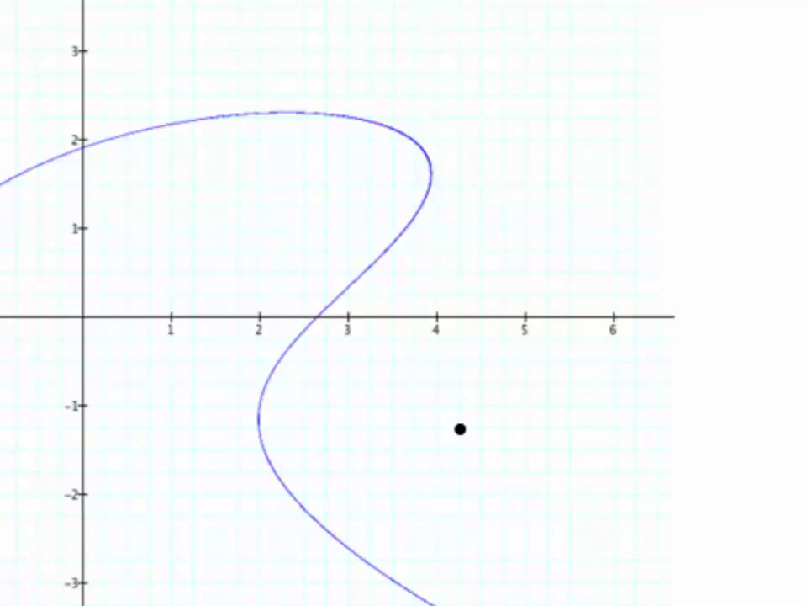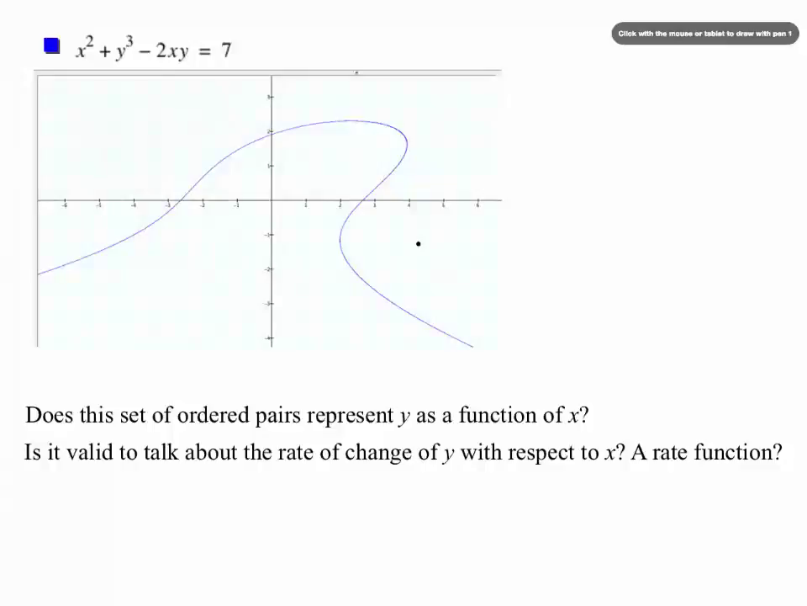Yeah. Okay, so even though there's multiple y's for the same x value, 3, if you look in the local area of a curve, you can still talk about the rate of change of y with respect to x. It's valid. Okay? So then what about a rate function? Can we talk about a rate function, if looking at individual moments along the curve, it's valid to get a rate? What about a rate function?